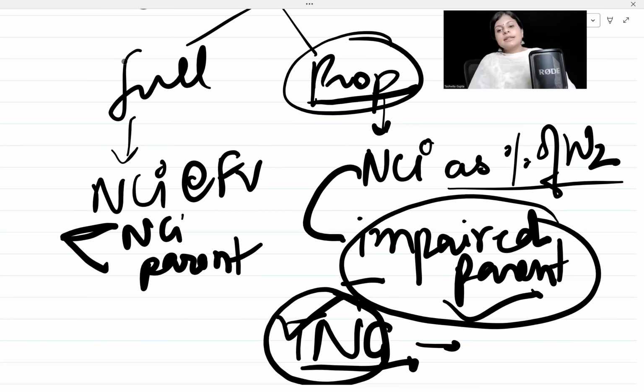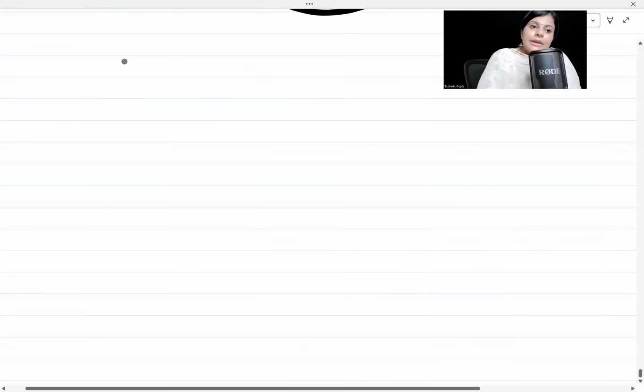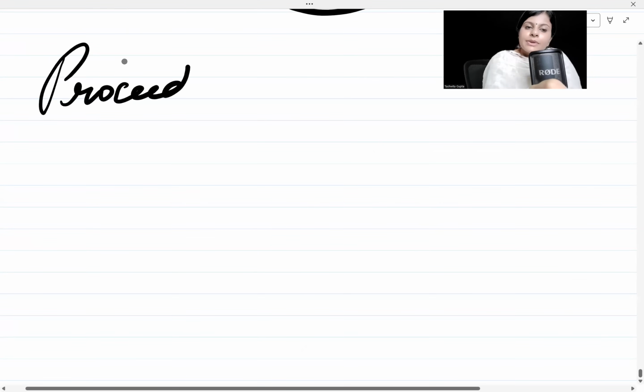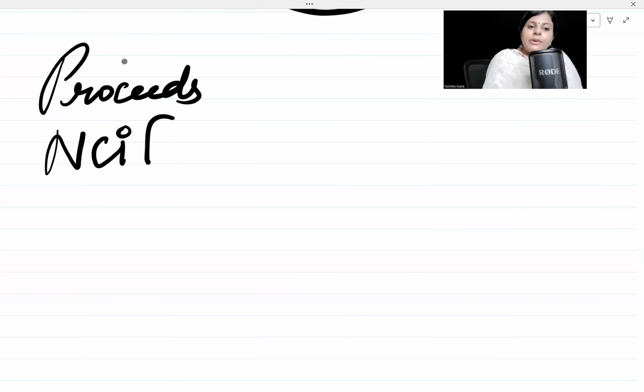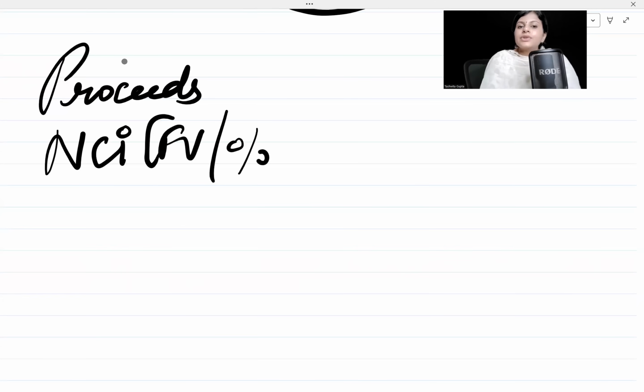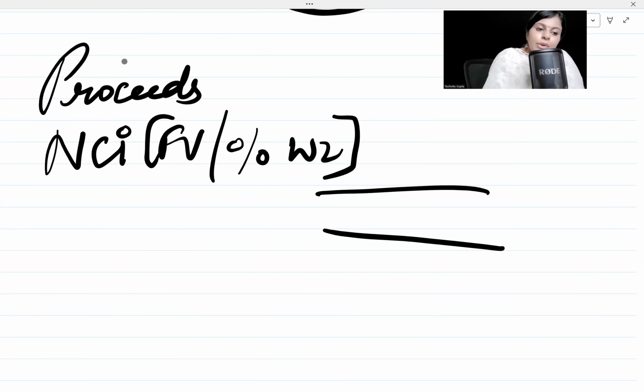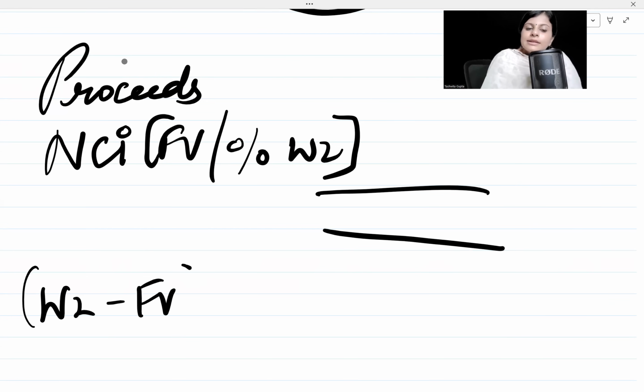Simple. Next, how do you calculate goodwill? Your formula is proceeds, whatever proceeds were paid by the parent, and NCI. So NCI's value based upon if it is full goodwill, it will be at fair value. If it is partial goodwill, it will be as a percentage of working note number 2. Then in that, whatever you get, you deduct from this the working note number 2, that is fair value of net assets of the subsidiary at acquisition date.